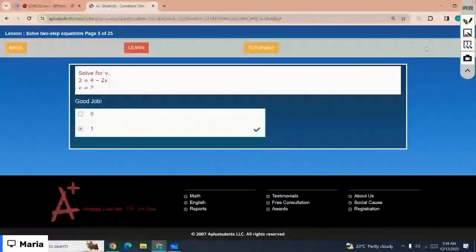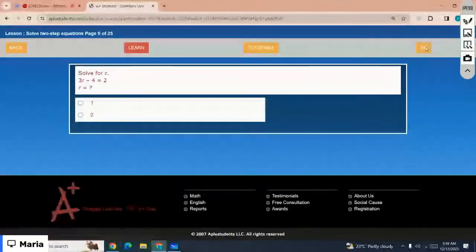Okay, the next one is solve for r. 3r minus 4 equals 2, which is the correct option. 1 or 2? The correct option is r equals... yes, it is 2. The correct option is 2.